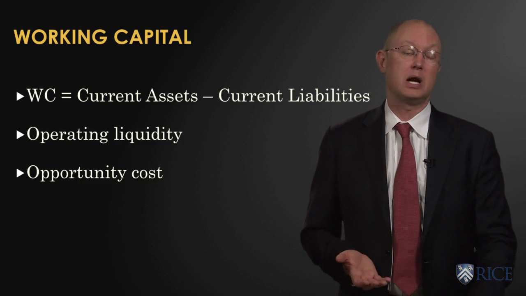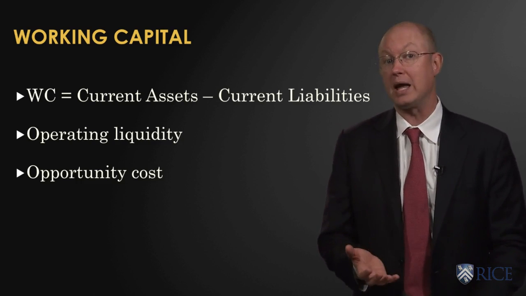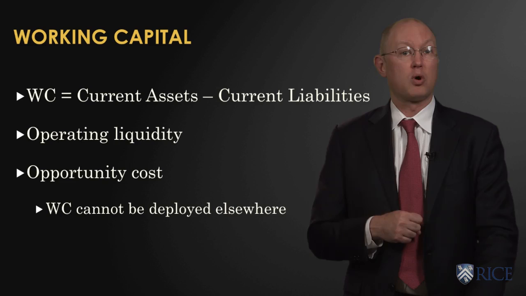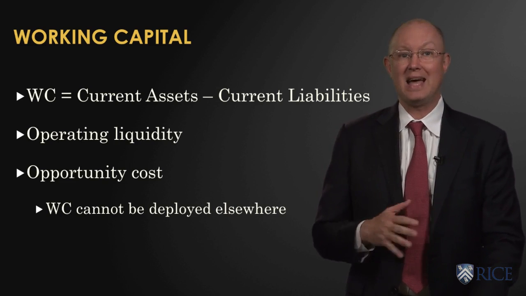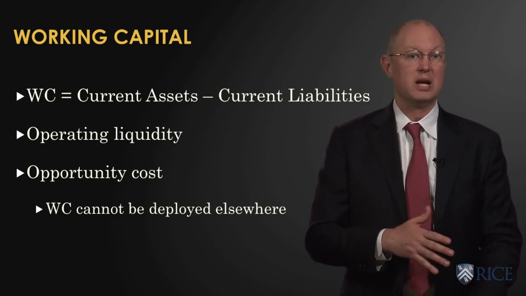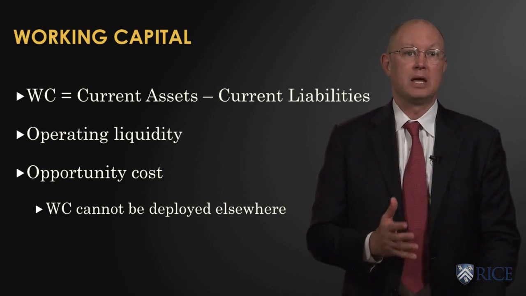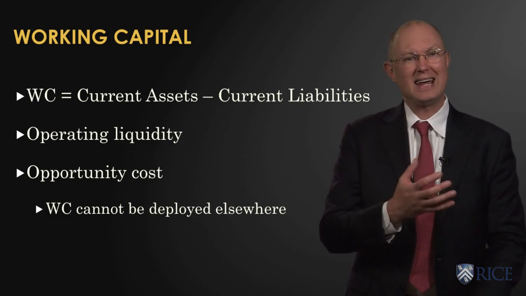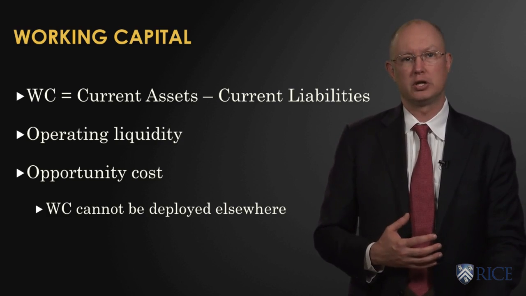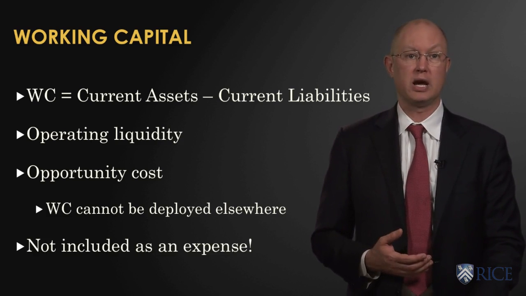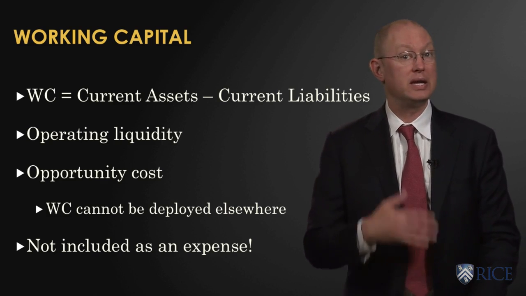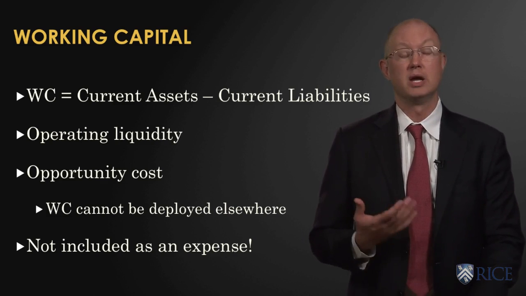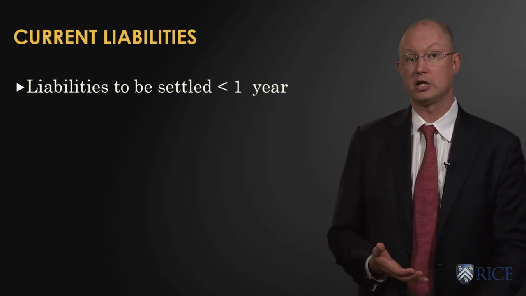Because that represents an opportunity cost. If I take money out of my bank account and stick it in my wallet, that's working capital that I can't deploy elsewhere in the firm. It's money tied up in payables, receivables, or inventory. It represents an opportunity cost, so we have to account for it in our measure of free cash flow. It's not included in the income statement as an expense, but it is a real cash flow or drain on the firm, so we've got to account for it when we calculate free cash flows.